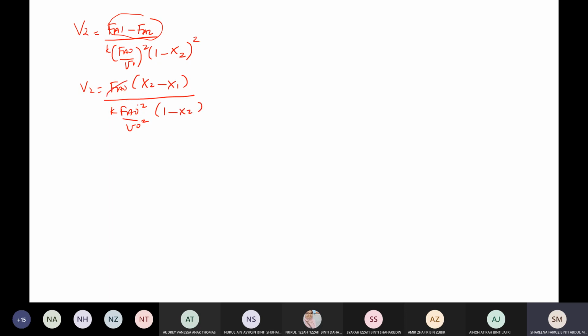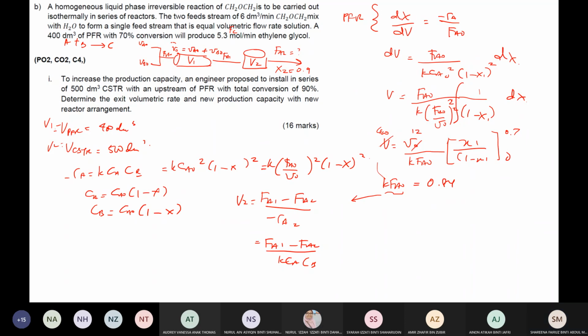Okay, so from here what is left is V2 is equal to V0 squared K FA0, alright, and then 0.9 minus 0.7, remember X2 is 0.9, 1 minus 0.9. So KFA0 we can use from earlier. K FA0 is 0.84, alright. So from there put back: this is replaced with 500 and this one is replaced with 0.84, and then this V0 is the new V0. We cannot use the earlier V0 because the V0 you got earlier is the V0 on this side. So the V0 on this side is the new one. That's why it says determine the exit volumetric rate coming out here.